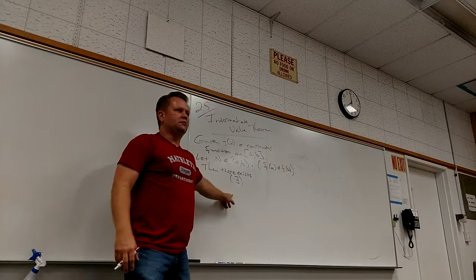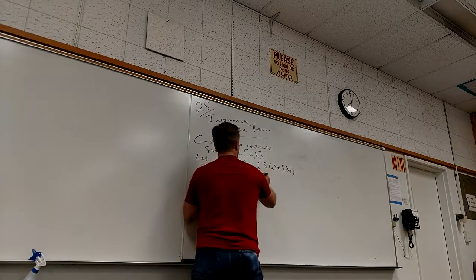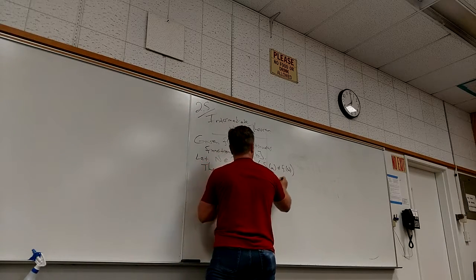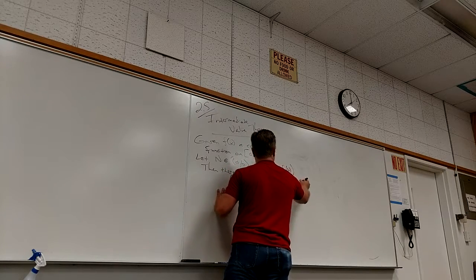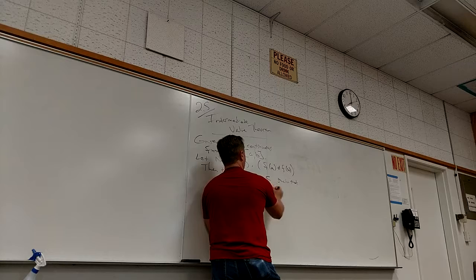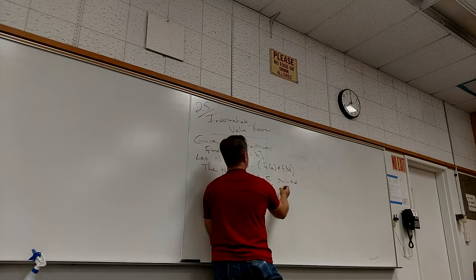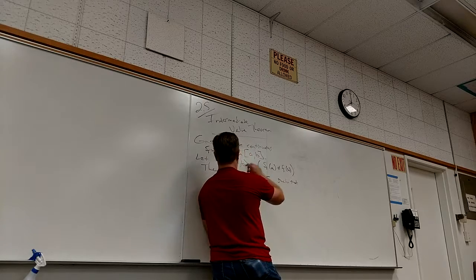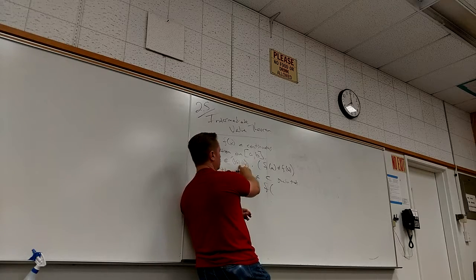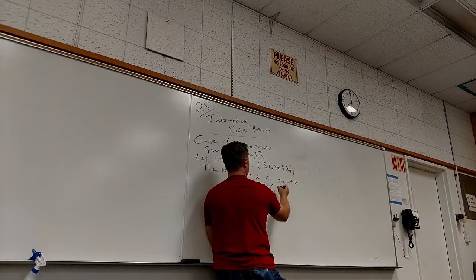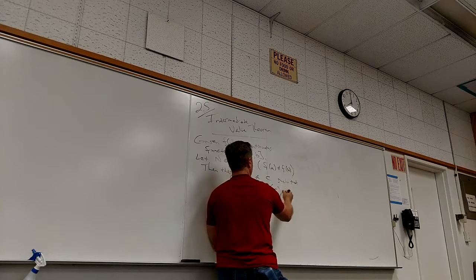Or we're lazy, one of those two. There exists a C such that F of A, F of A, N is between the outputs. Easier if I put the picture up here. Then there exists a C such that F of C equals N.